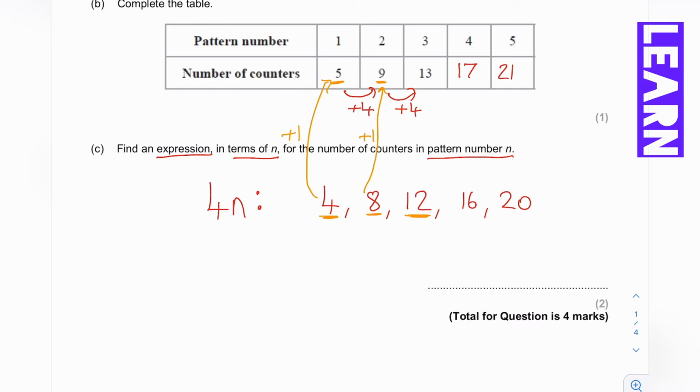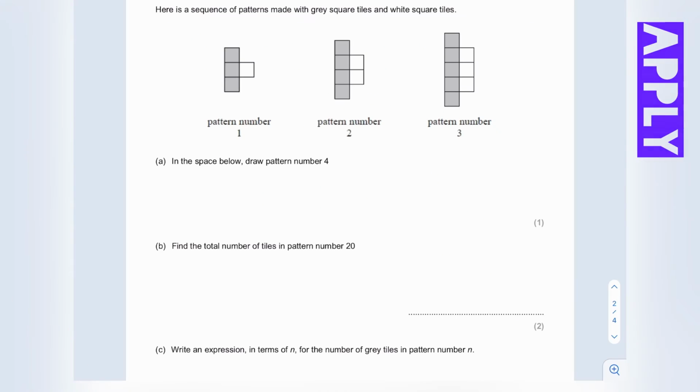If we have a look at our third term in our 4n sequence, it is 12, whereas in our pictures we had 13 dots. So again, it's 1 away. So here you can see our 4n sequence, add 1, gives us our nth term for our number of counters in pattern number n. So pause the video now if you'd like to have a go at this question by yourself.